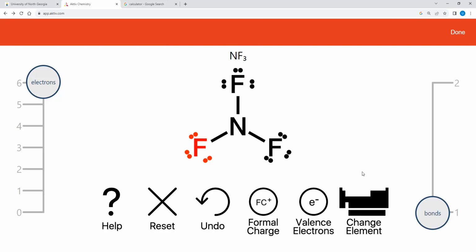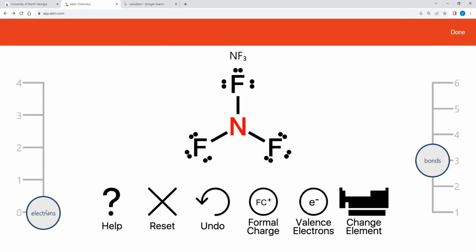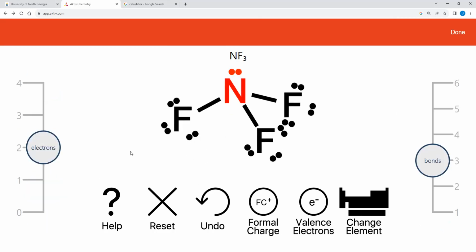If I have leftover electrons, where do they go? Always the central atom, and they're always going to go on that central atom as a lone pair. So that nitrogen ends up with a pair of electrons on it.